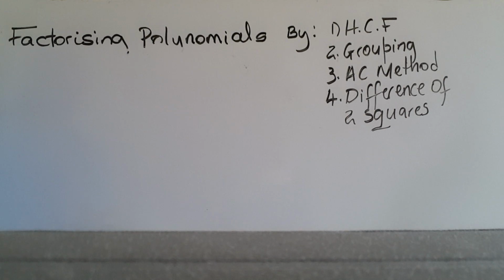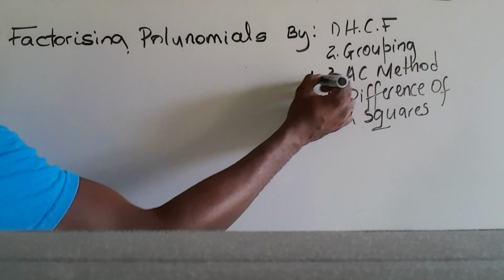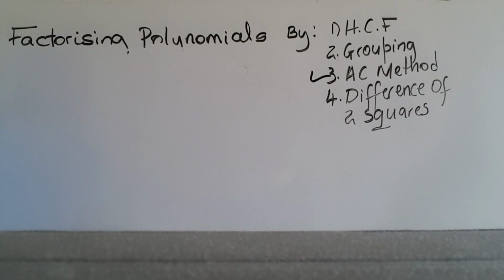It's Wendell again, and here we're still on factorizing polynomials. Now we're looking at the third method that we want to use to factorize. Here it is, factorizing by the AC method. The AC method is one that is used specifically to factorize things of a quadratic format.